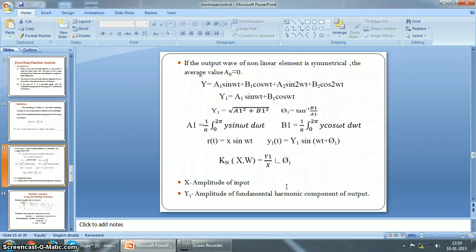After doing the Fourier series analysis and finding the functions a1, b1 and so on, we will finally frame kn of x comma w as y1 by x at an angle of phi1, where x is the amplitude of the input and y1 is the amplitude of the fundamental harmonic component of the output. As we know, we have a number of harmonic components, but we consider here only the fundamental harmonic component.